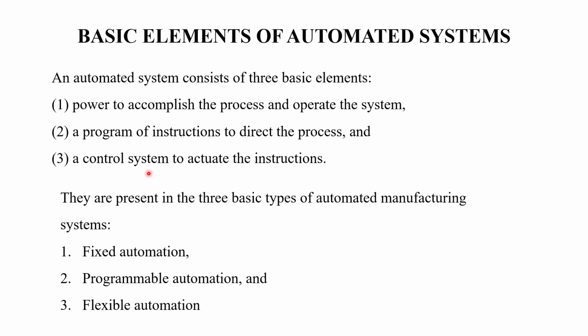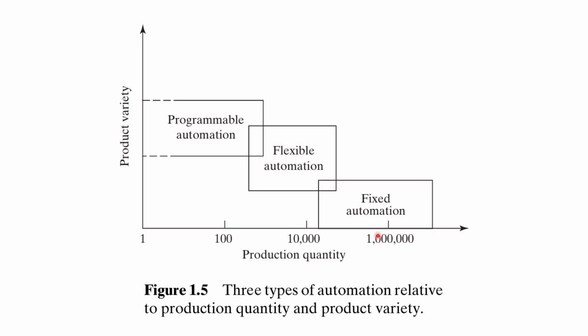They are present in the three basic types of automation in manufacturing systems. One is fixed automation, second is programmable automation, and the last one is flexible automation. So there are three types of automation: fixed, programmable, and flexible.